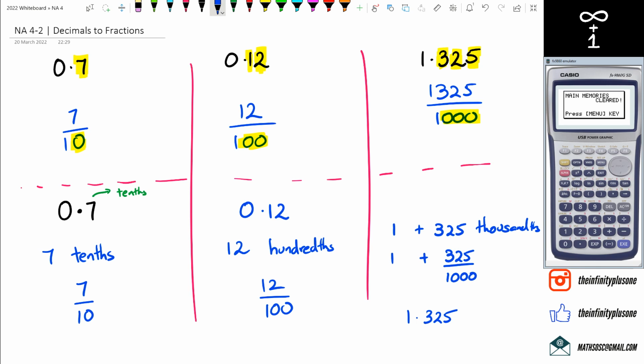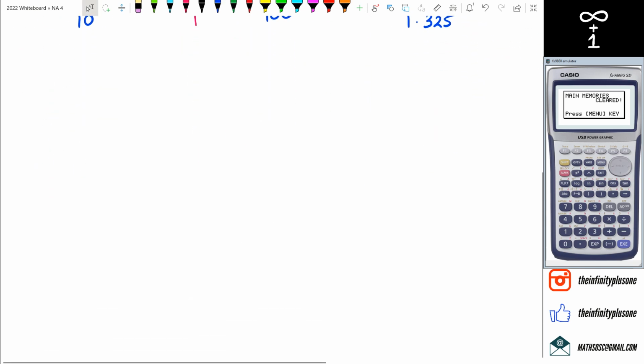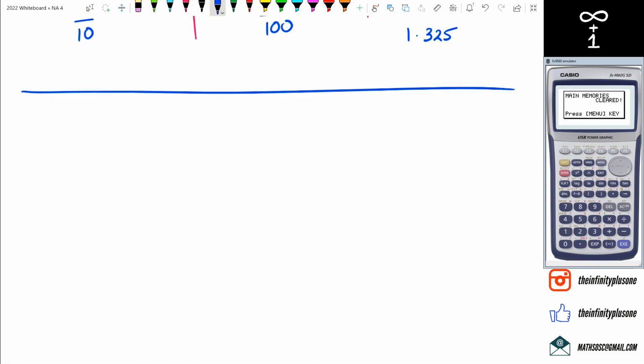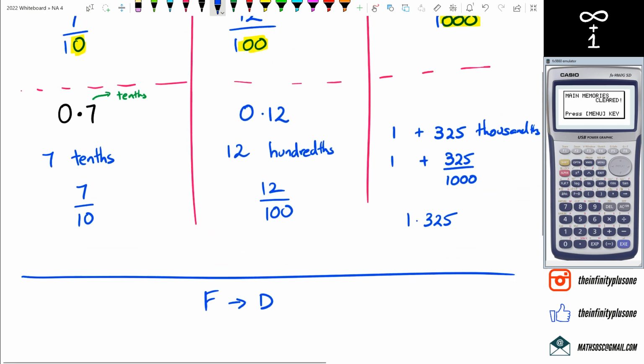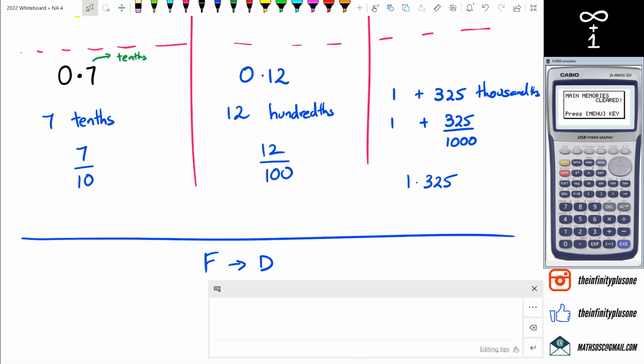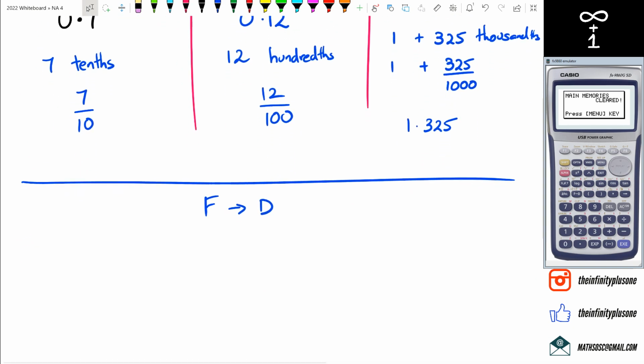Now, what about fractions to decimals? So let's look at that real quickly. So I'm going to put this here after D. Fractions to decimals, well, you can kind of see it above here, right? Like, let's have a look at this. So we had 7 tenths before. So if I have something like this, 8 over 10, I would write this as 0.8.